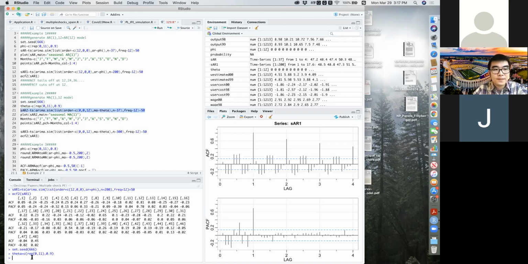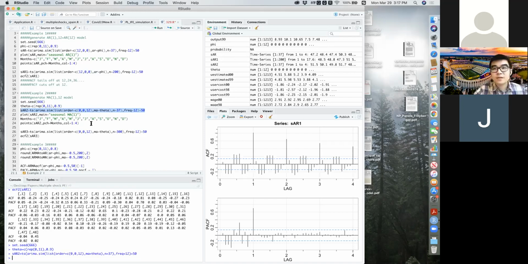And then I generate this time series sequence. Let me go over this ARIMA simulation command again. What we put in here is the order, which is 0, 0, 12, because this MA112 model is essentially an MA12 model, but the first 11 coefficients are equal to 0, and coefficient number 12 is not equal to 0. And the coefficient we put is what I just said.